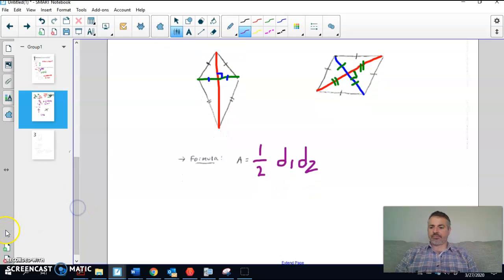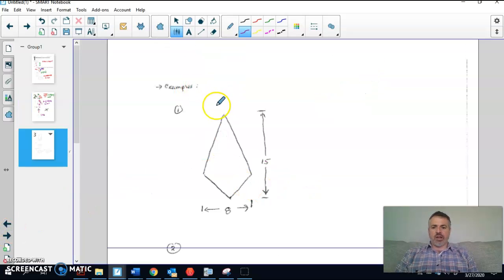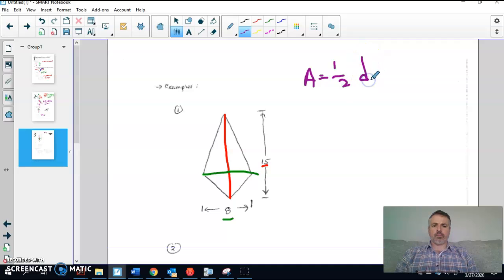So let's take a look at an example here. Here I have a kite. I don't have the diagonals drawn in, but I can use these measurements to figure out what those measurements are going to be. So this 15 is this long diagonal here, and then this 8 is this short diagonal here. So I have everything I need. My formula, remember, is area is equal to 1/2 D1 times D2, where D1 and D2 are just the lengths of the diagonals.